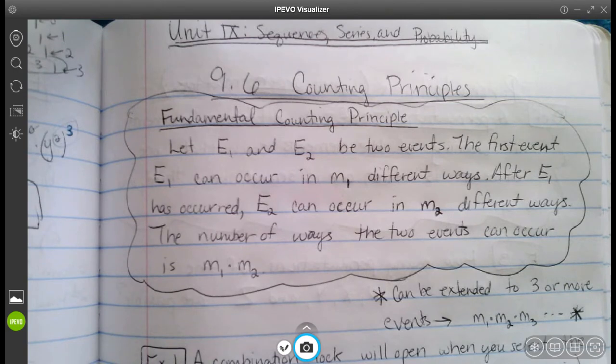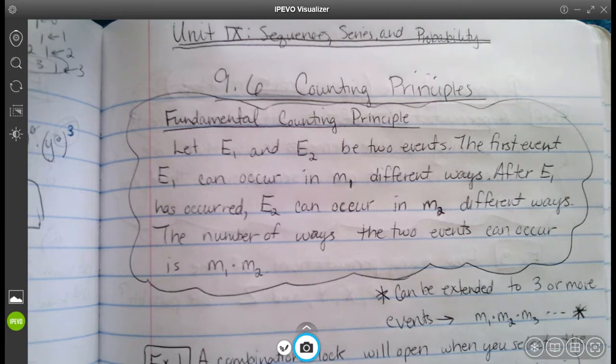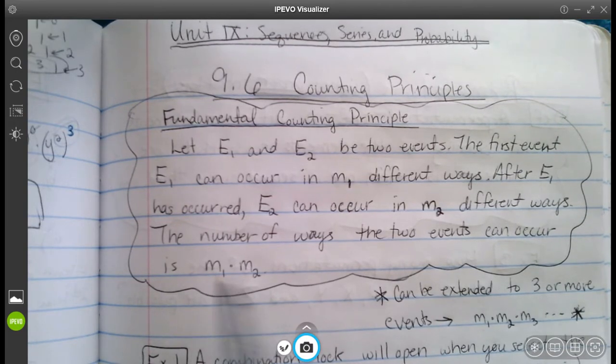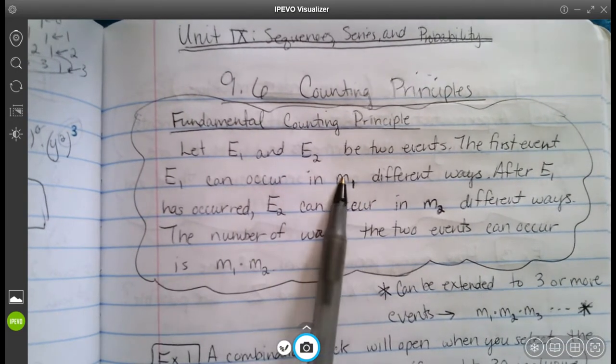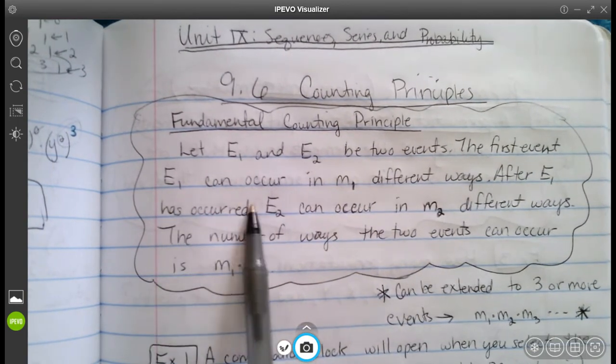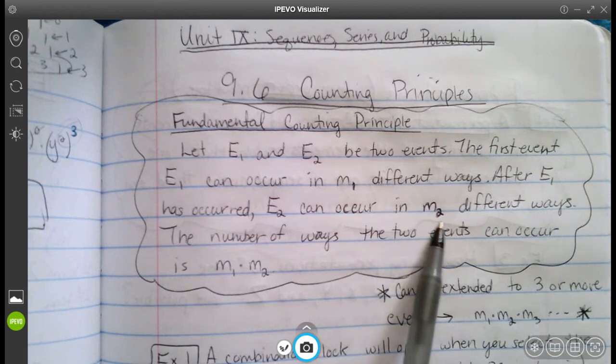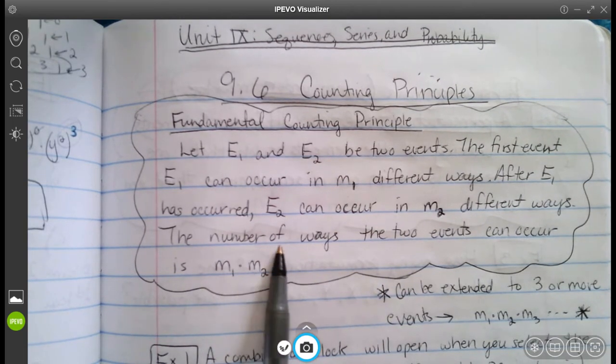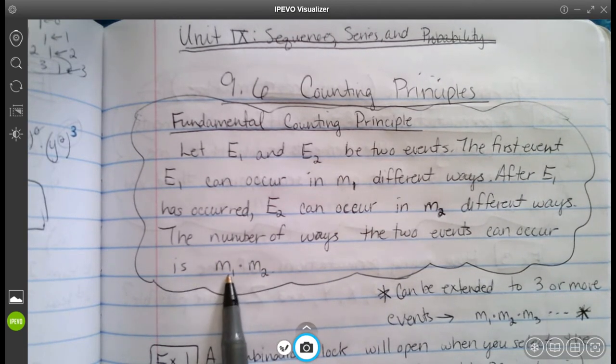This principle says that if we have two events, and of course you can extend this to more events, the first event can occur in this many ways. We're going to call that M sub 1. After the first event happens, the second event can occur in M sub 2 different ways. The number of ways the two events can occur is M1 times M2.